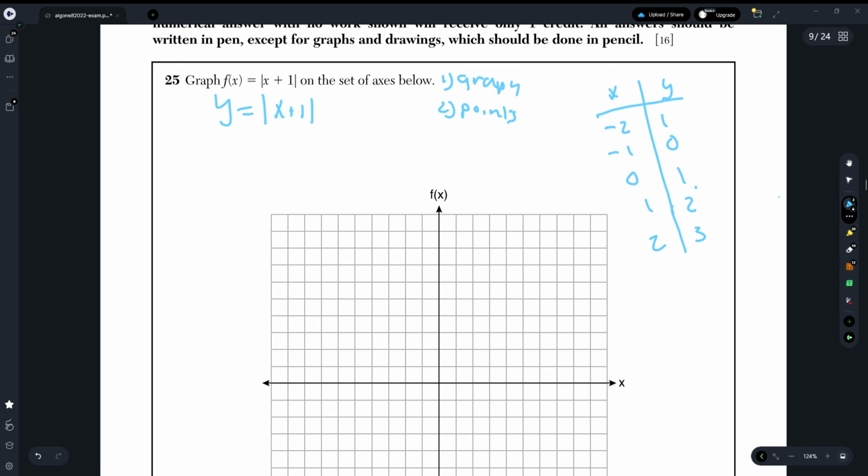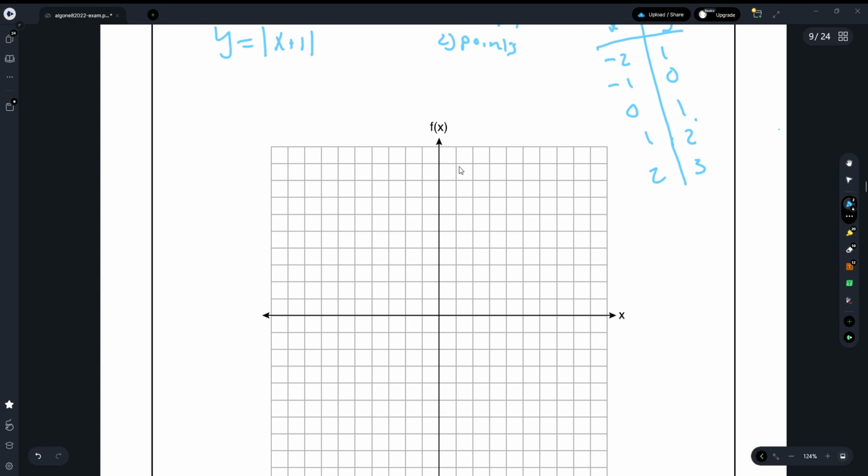Right, so all I did was plug this into my calculator and look at my table. Next, I'm just going to graph these points as I saw them on my table. So here's -1, here's -2. At -2, my y was 1, so I'm going to plot that right there. At -1, my y was 0, so I'm going to plot that. At 0, my y was 1, I'm going to plot that. At 1, my y was 2, so I'm going to plot that. And then at 2, my y was 3, right?